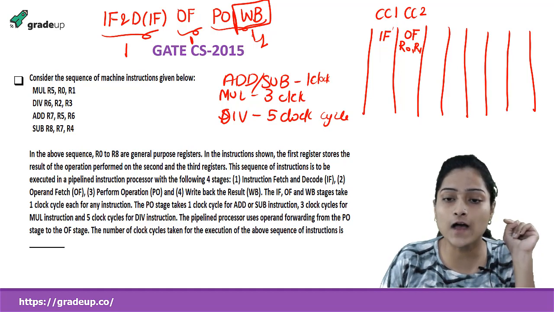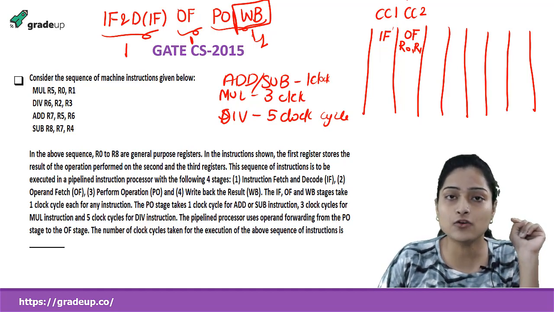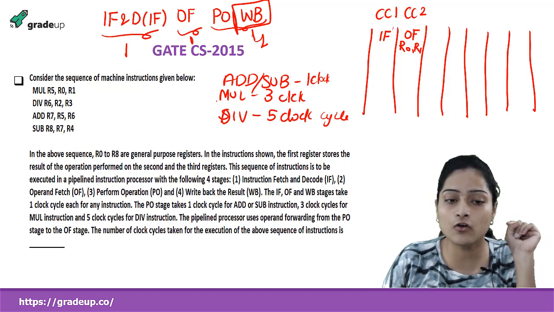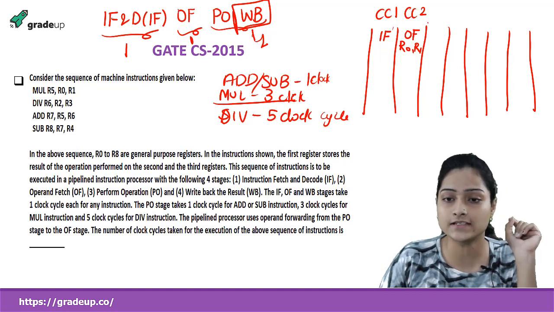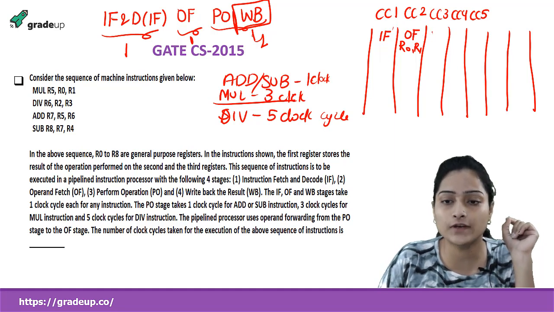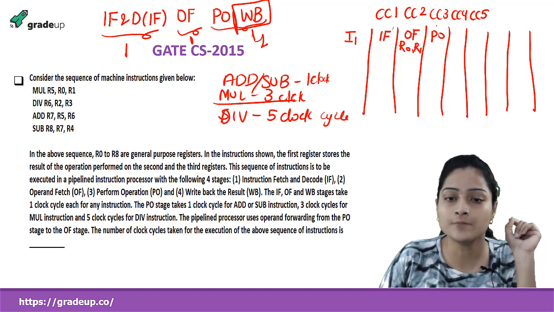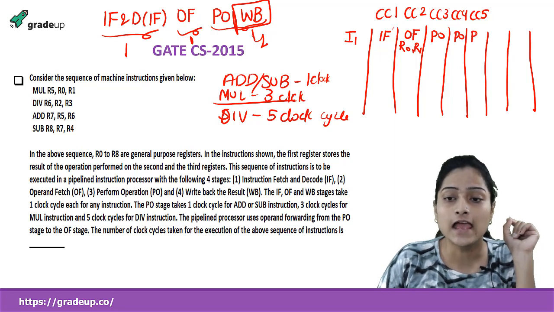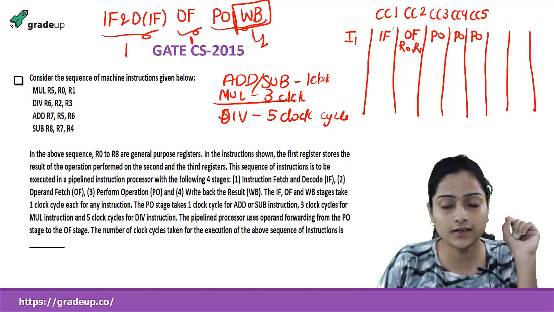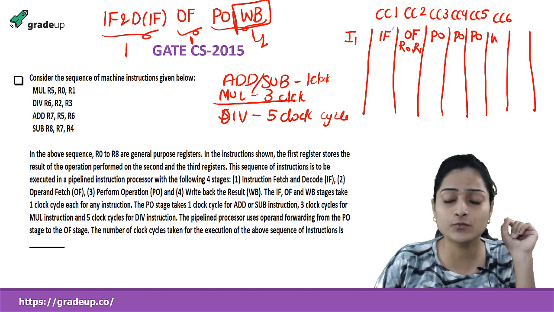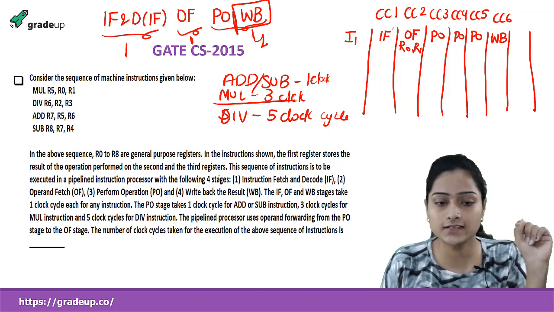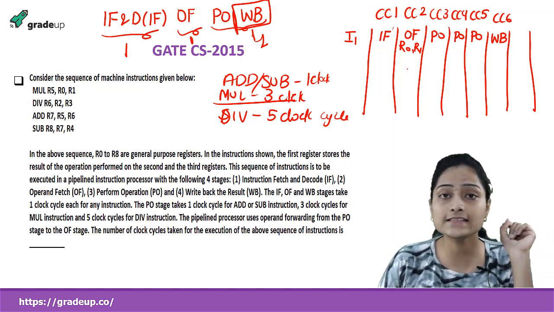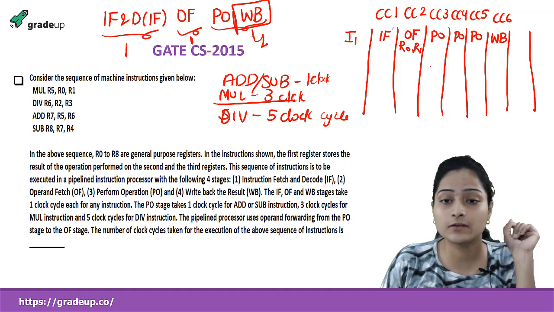Now I have read the value of R0 and R1. Next stage is PO, that is perform operation. And see over here, already I have written this thing that multiply is going to take 3 clock cycles in PO stage. So in CC3, CC4 and CC5, that is clock cycle 3, 4 and 5, my first instruction I1 is going to be in PO stage and operation is going to be performed over here. In CC6, it is moving towards WB, that is writing of the register is carried out in this stage. This is how your execution of instruction I1 will be completed.